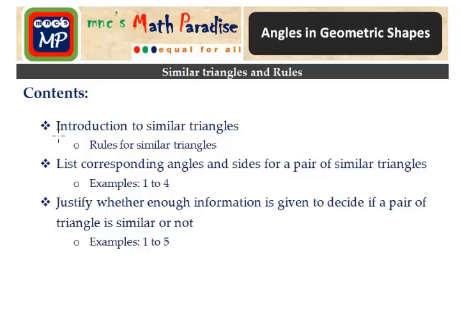In this lesson video, we will first introduce similar triangles and then learn the rules for similar triangles. Using these rules, we will practice 4 examples to list corresponding angles and sides for a given pair of similar triangles, and then we will practice 5 examples to find whether enough information is given to decide if a given pair of triangles is similar or not.